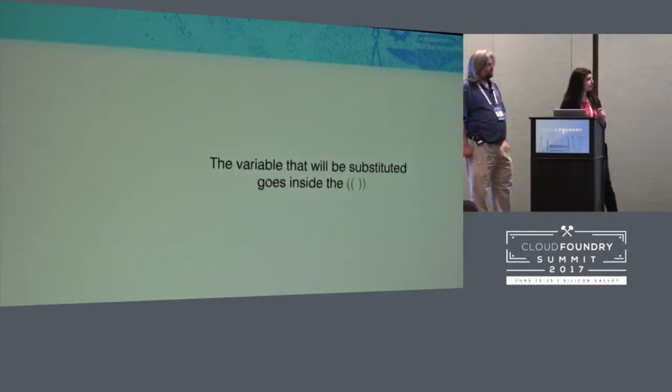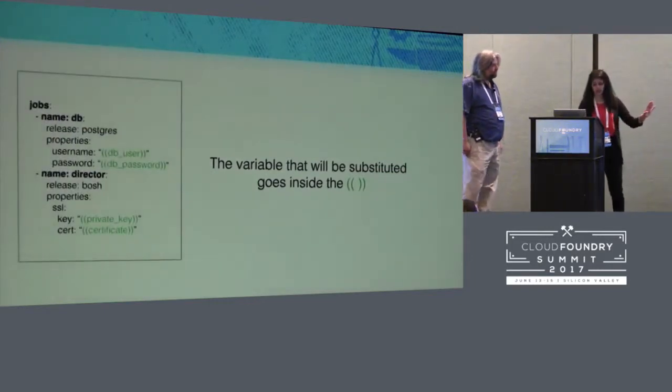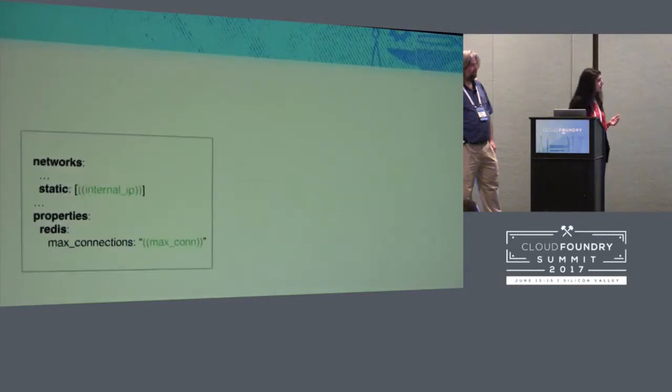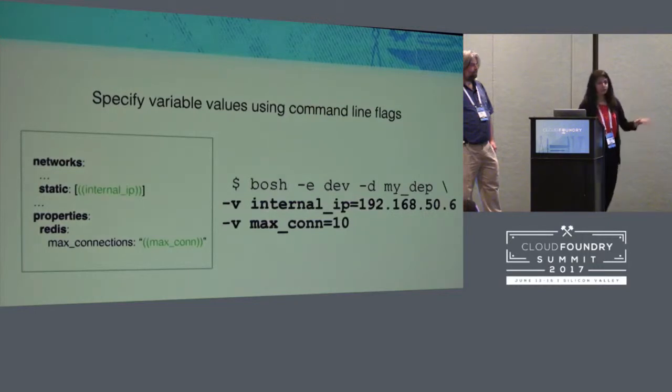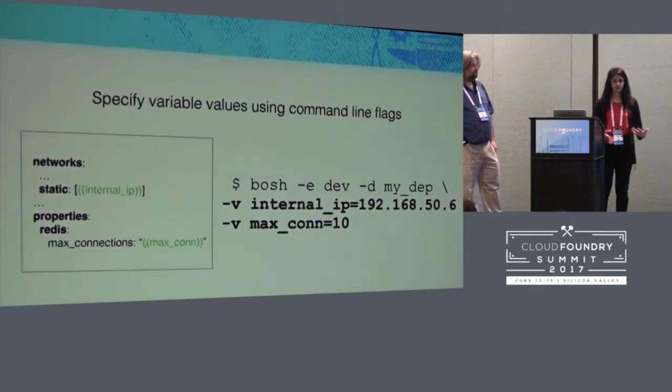So the variable that you actually want to substitute goes inside the double parens. In this case, DB user, password, private key and certificate, those are all the variables that you're referencing in your manifest. And when you want to assign values through the CLI, so in this case, internal IP and max connection, you do so with the dash v flags. So you're specifying the name and then the value. With the dash v flags, these are variables that are subject to change. It's not necessarily required that they keep the same value throughout multiple deployments.